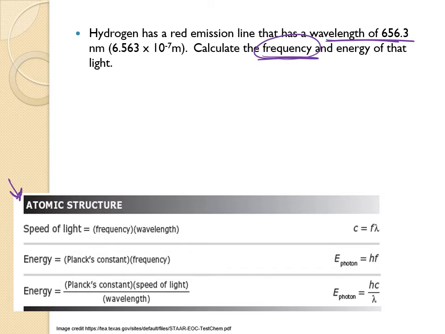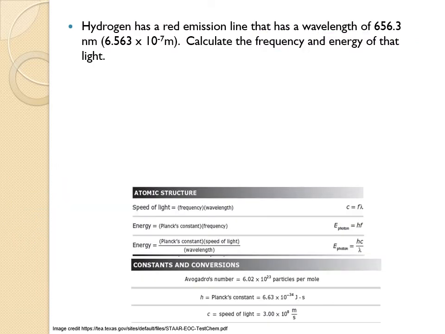Which formulae has frequency and wavelength? This one has frequency and wavelength. So this is the formula that we're going to use: speed of light equals frequency times wavelength. Let's go figure out what speed of light is equal to. So let's go ahead and actually do this calculation now.